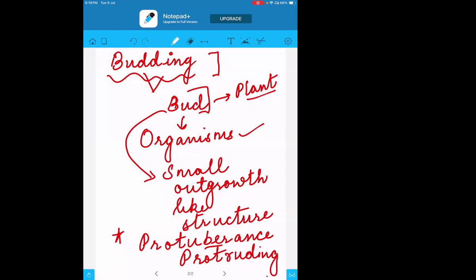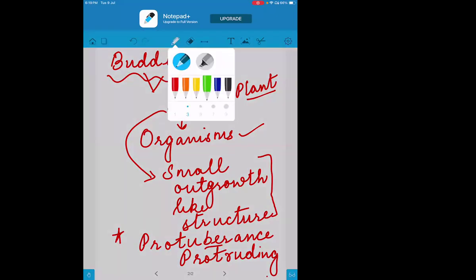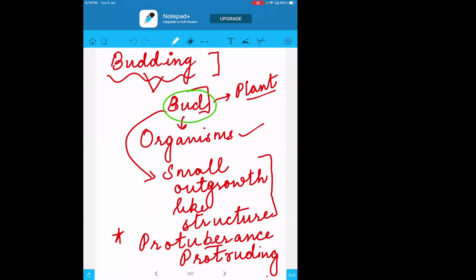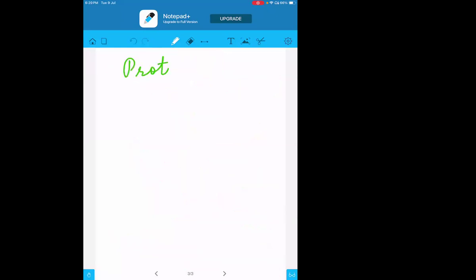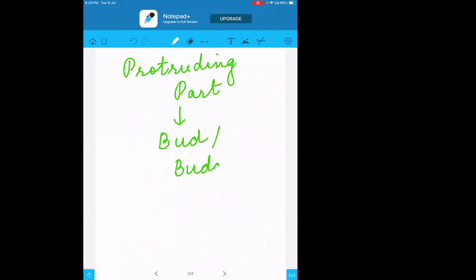Okay. So, the small outgrowth like structure is called a bud. But in the board exam, they do not directly give you the word bud. What do they do? Instead of bud, they will change it to protruding. So they call it the protruding part. When they talk about the protruding part, keep in mind they are talking about the bud, or the budding process.